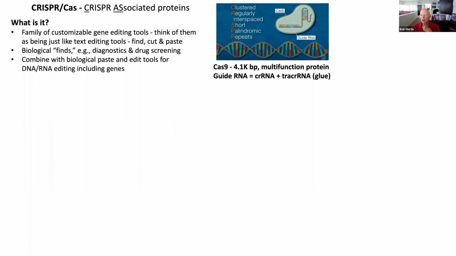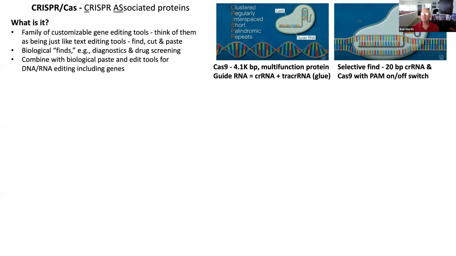And then something called guide RNA, which has 2 pieces. The CRISPR RNA that matches the virus, and the tracer RNA, that's the glue that holds the guide RNA to Cas9, forming the CRISPR complex. So that's what it is.